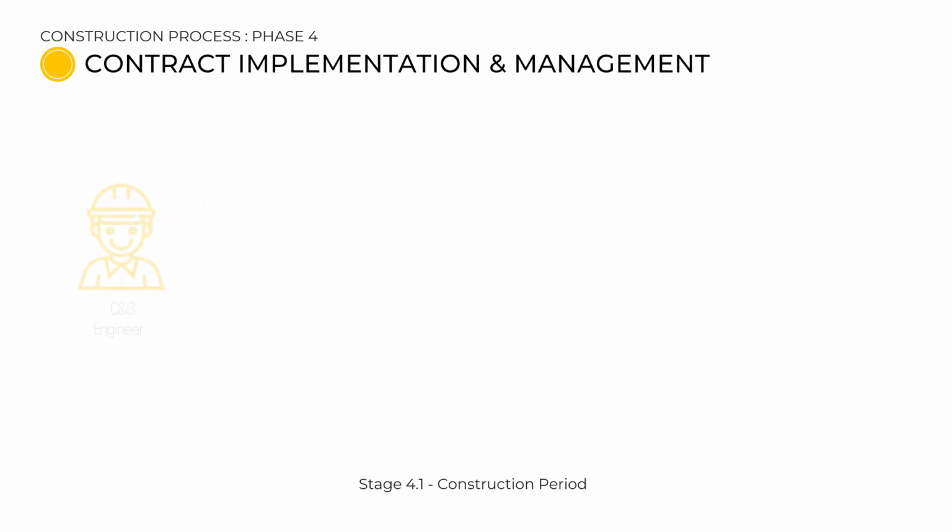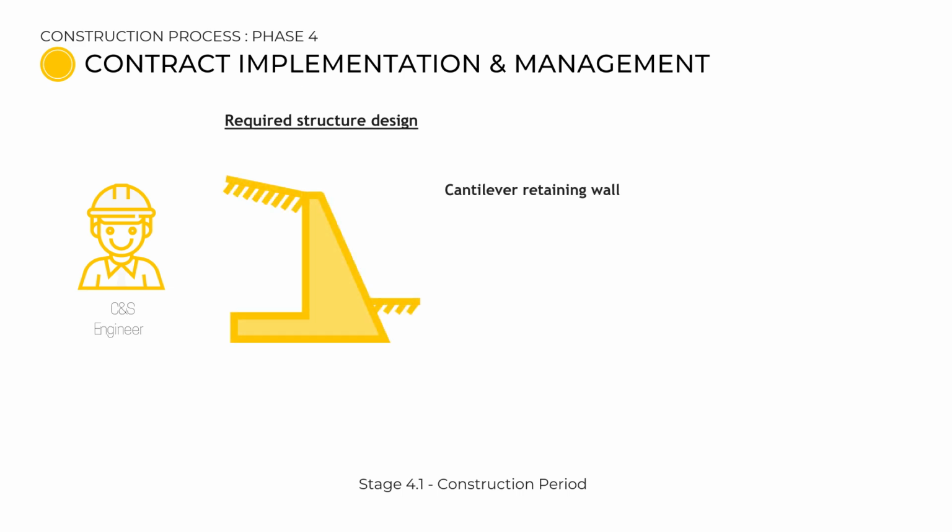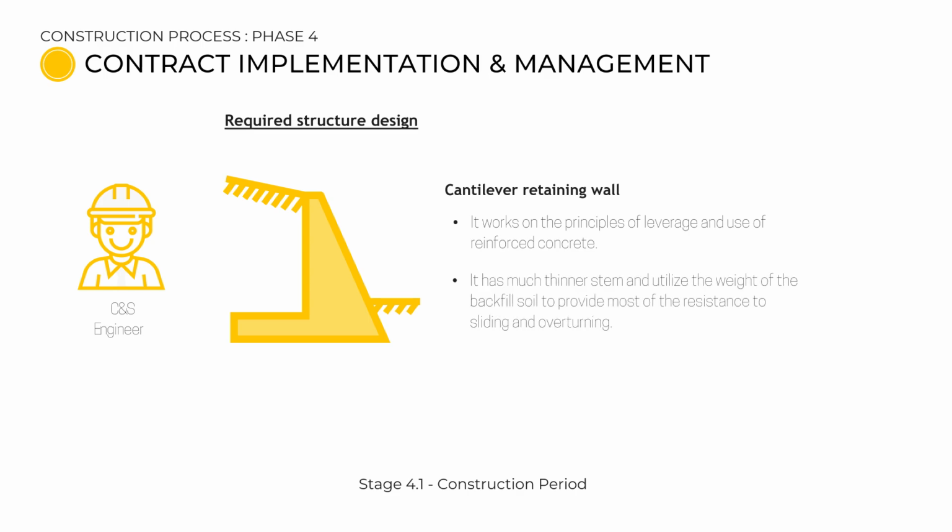The C&S engineer takes charge of the required structural design. The first design is the cantilever retaining wall. It works on the principle of leverage and the use of reinforced concrete. It has a much thinner stem and the weight of the backfill soil is utilized to provide most of the resistance to sliding and overturning in order to prevent landslide and soil erosion.